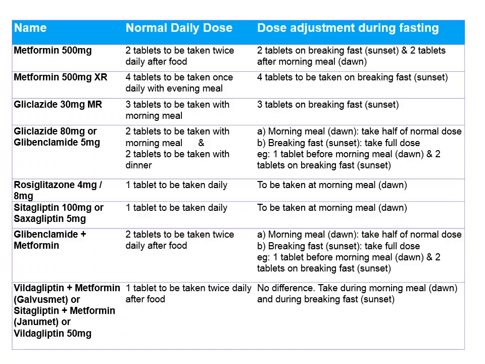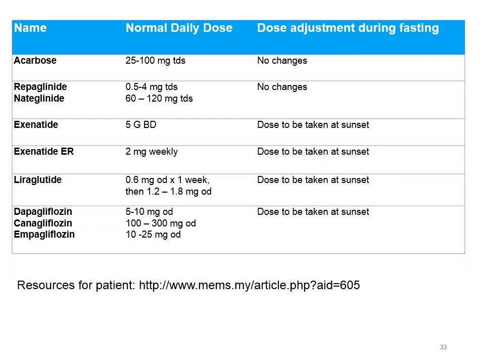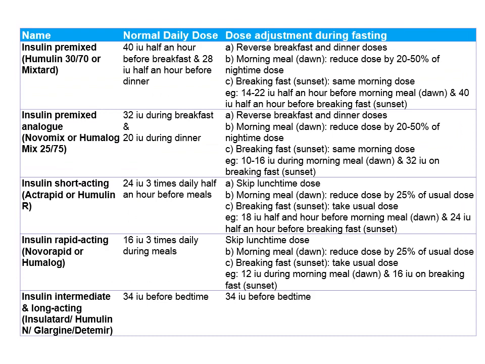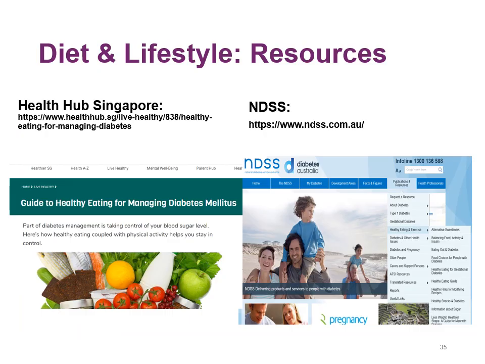The clinical practice guideline has given an extensive and very detailed method to adjust oral glucose lowering drugs as well as insulin. So this is just an excerpt from the clinical practice guideline. I have 2 pages of those as well as insulin. So when it comes to diet and lifestyle, these are some of the resources that you can look up. My favorite was the Health Hub Singapore.